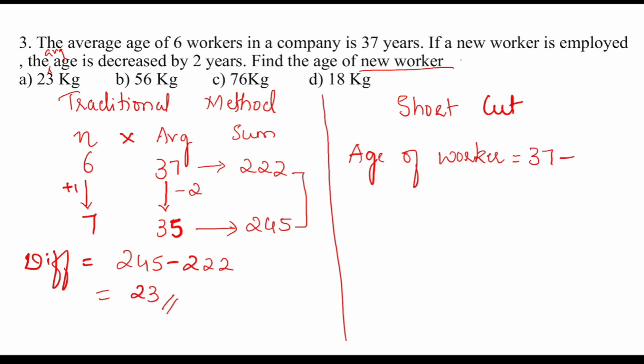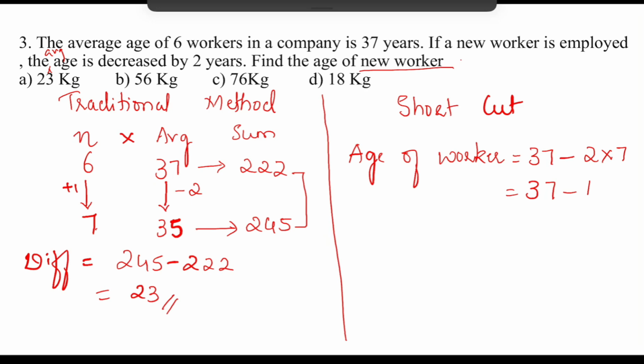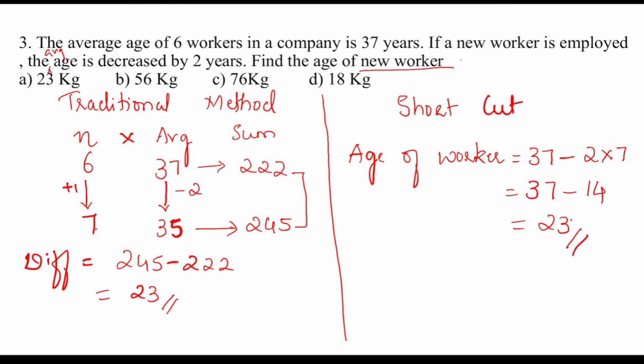Then how much is it decreasing? It is decreasing by 2. And for how many people? 7 people. So 2 into 7. So 37 minus 2 sevens is 14, so 37 minus 14 is 23. In simple one step you got the answer.